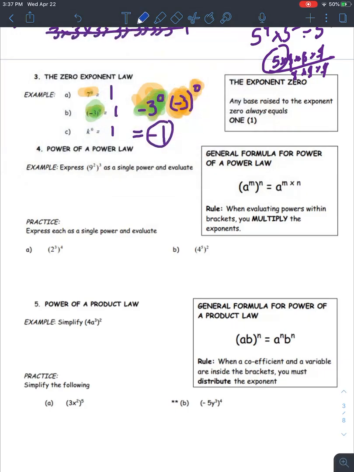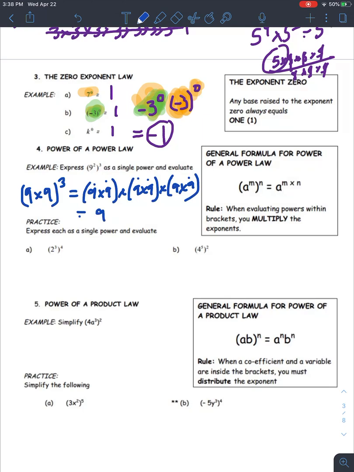Alright? Okay, so power of a power law. Express 9 to the power of 2 to the power of 3 as a single power and evaluate. Okay, so 9 to the power of 2 is 9 times 9. Keep that in brackets, to the power of 3. Well, anything to the power of 3 is just itself 3 times. So you're going to have 9 times 9 times 9 times 9 times 9 times 9, that is 9 to the power of 6.